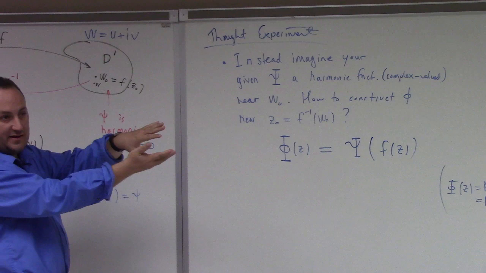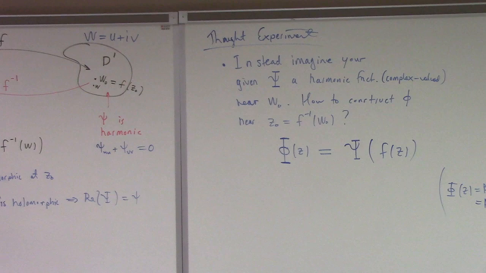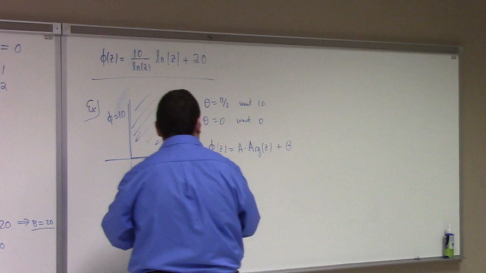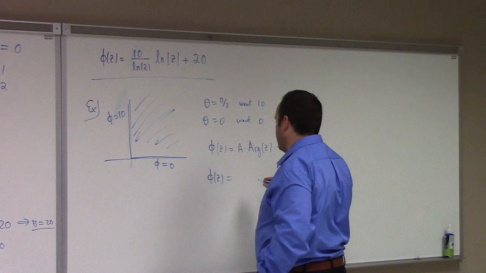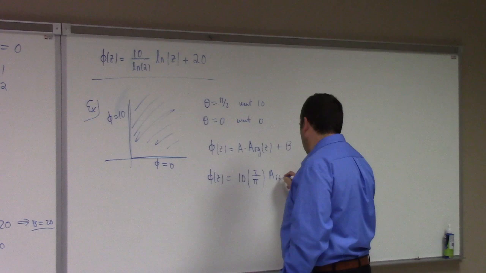to take that nice boundary and perhaps map it back to something uglier. Let's see if we can think about a mapping which perhaps takes... Well, let's finish this one. What was my actual formula here? Phi of z is what? I think just 10 times 2 over pi times argument z will do nicely, because you can try it out.